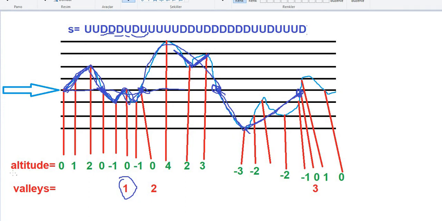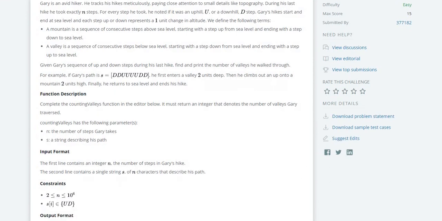To solve this problem, we will have an altitude counter. In each move, if we go up, we will increment it, and if we go down, we will decrement it. And when we reach 0 after a minus value, this means that we completed a valley, so we will increment our valley counter. Let's go back to our problem and try to solve it.